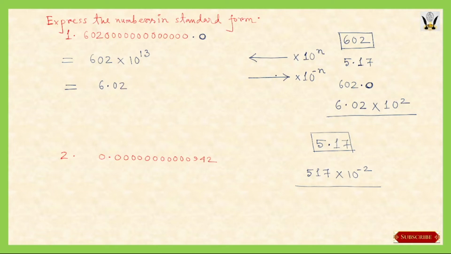So it will be 6.02, and since it is moving towards the left, it will be multiplied by this factor, and n is how much? n is 15 that we have already counted. So it will be 6.02 times 10 to the power 15. This is the standard form. Now let's proceed with this.